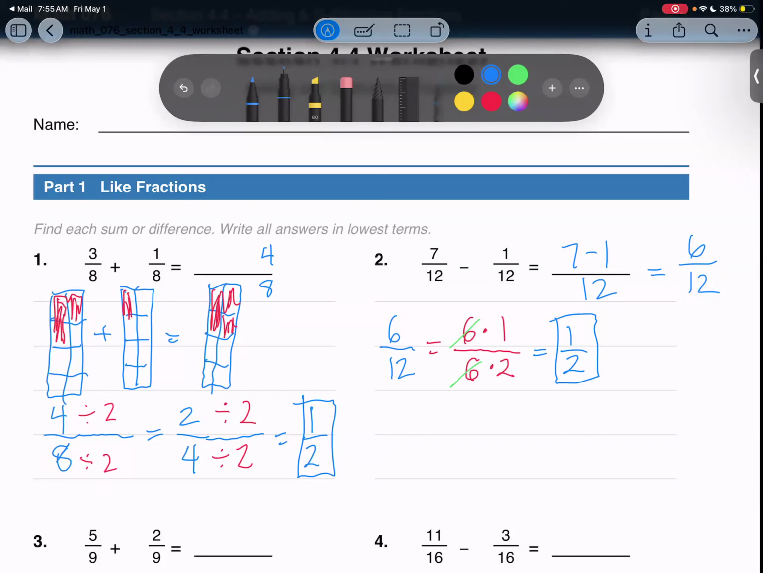And I can do it the other way too. If I have 6 over 12, I can divide numerator and denominator by 6. 6 divided by 6 gives me 1. 12 divided by 6 gives me 2. 1/2. Either way you solve it.